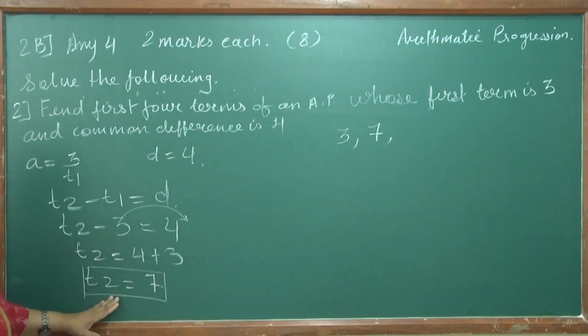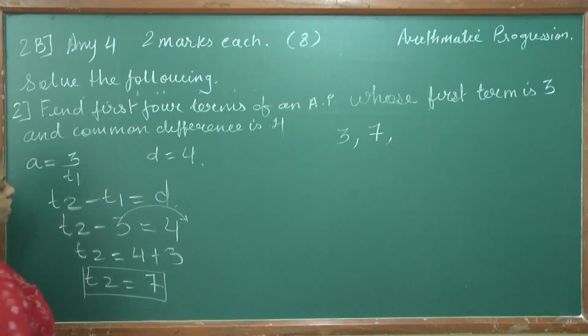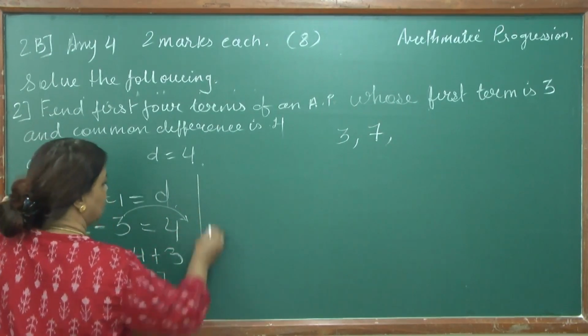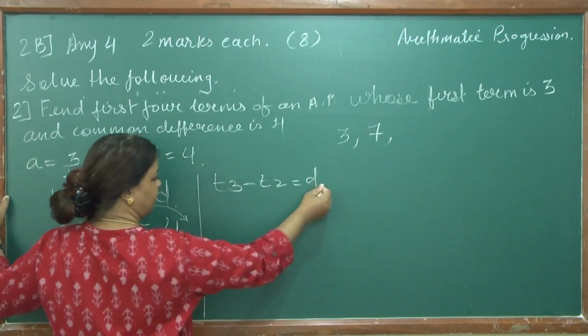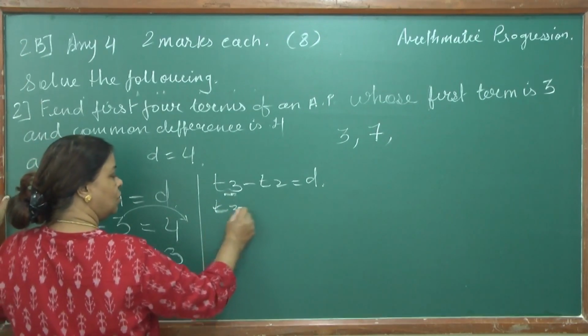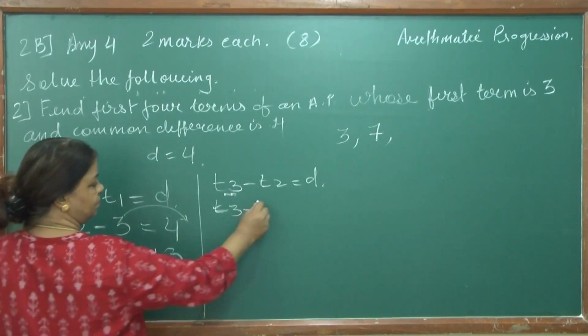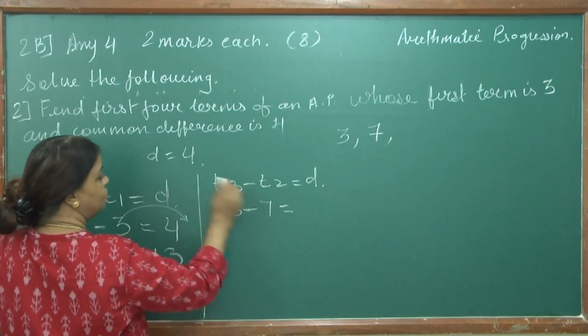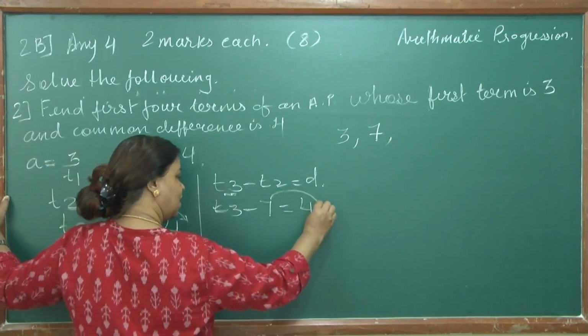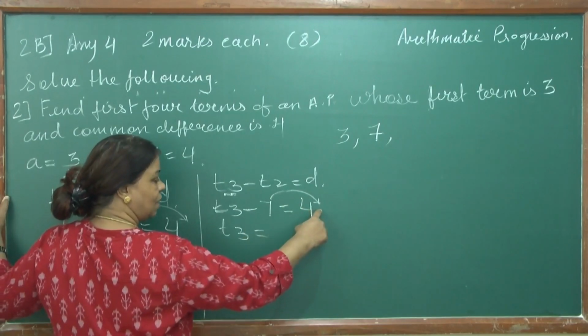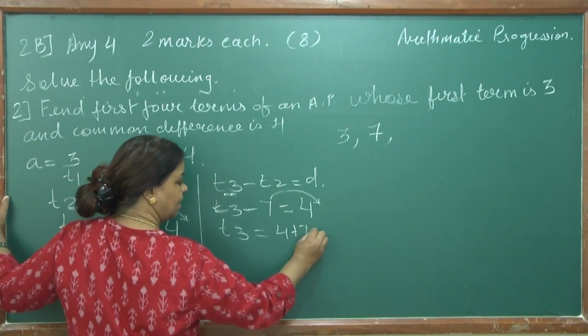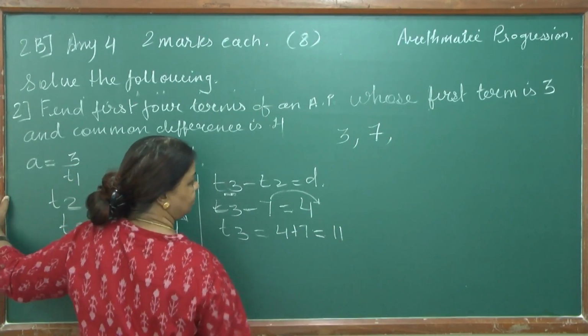Now let us find the next term. T2 we got. So T3 minus T2 is equal to D. T3 we don't know, but T2 we know is 7, which is equal to D, 4. 7 will come here. So T3 is equal to, minus 7 will become plus, 4 plus 7, that is equal to 11.